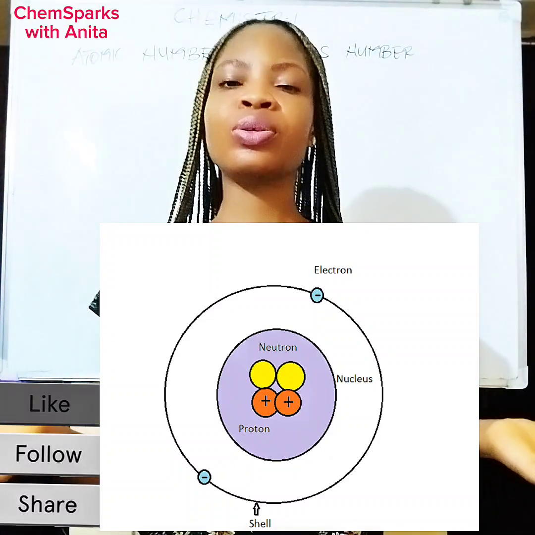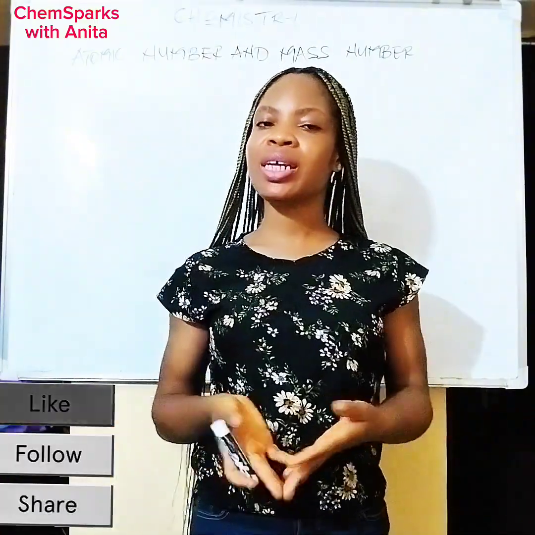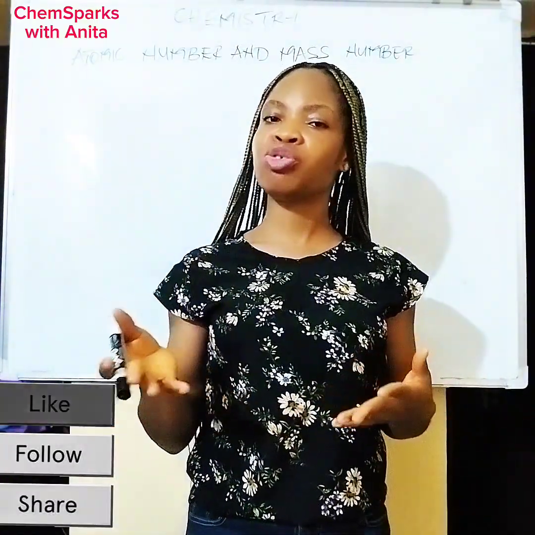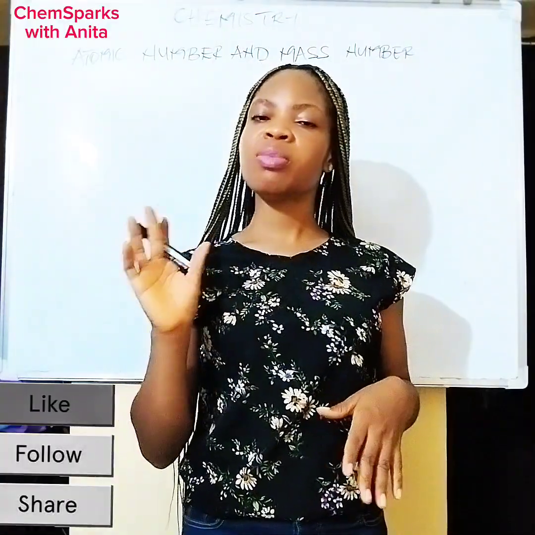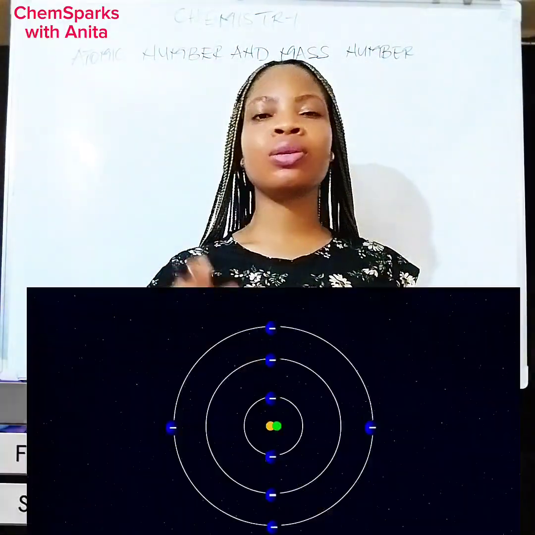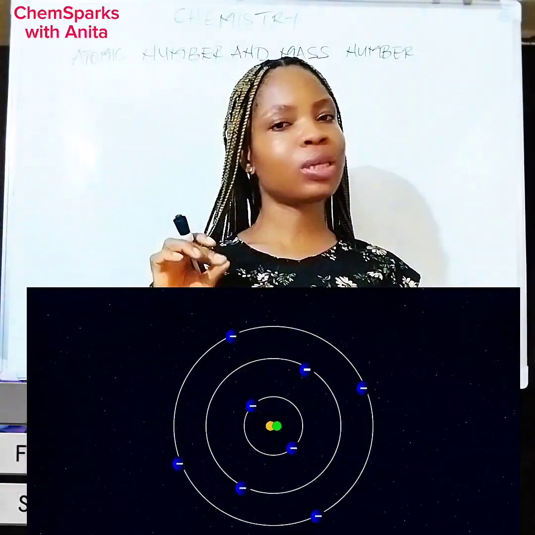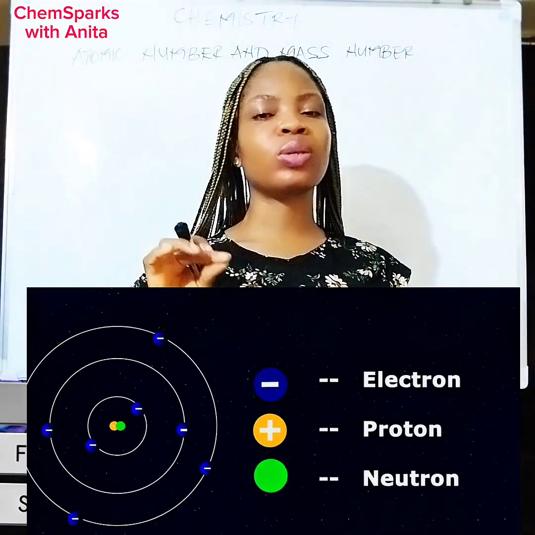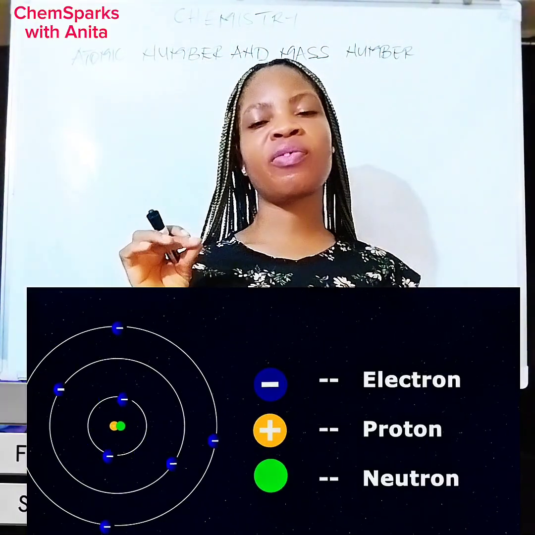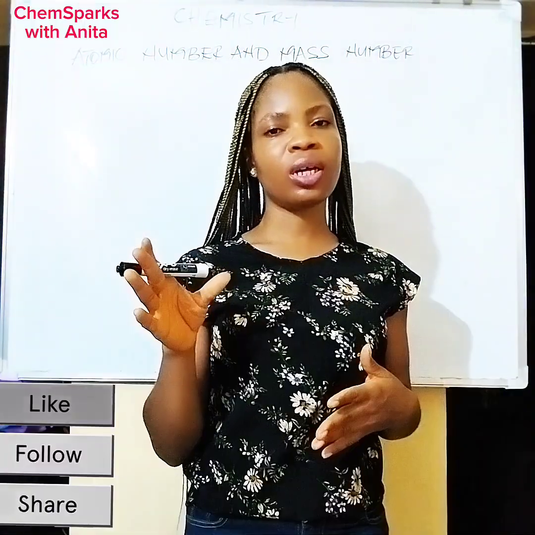More often than not, students make the mistake of defining atomic number as the number of electrons present in an atom. That's a wrong definition. Atomic number is defined as the number of protons. Protons are not electrons, okay? Atomic number is the number of protons present in the nucleus of an atom, okay?